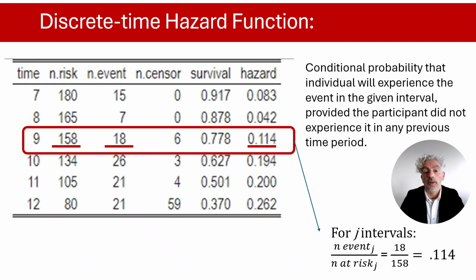I will also highlight that when we consider events measured in discrete time, the hazard function is a conditional probability. It represents the probability of event occurrence conditionally on participants not having experienced the event before.